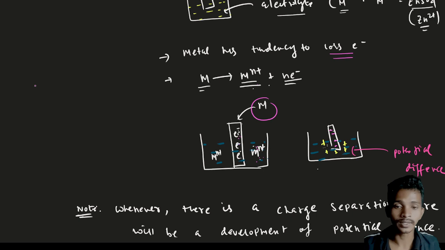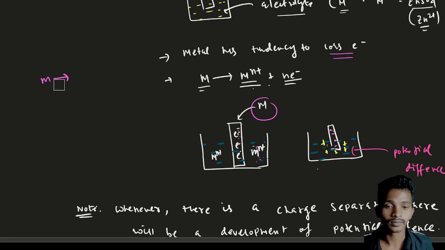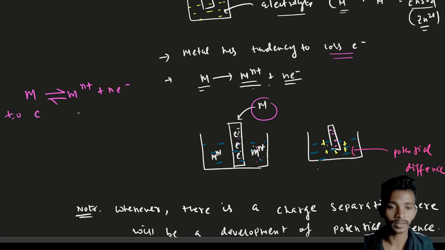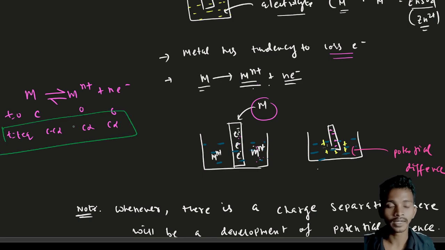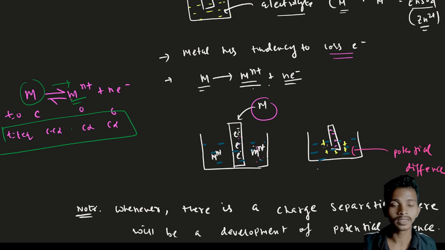At equilibrium means the situation where no more metal can oxidize. Let's say this is metal M, oxidized to M^n+ and n electrons. At t equal to 0, the concentration of metal is C, and 0 for the ion. At t equilibrium, it is C minus C alpha and C alpha. So this is the equilibrium condition. At these conditions, no more metal will oxidize to M^n+. This is the stable point.